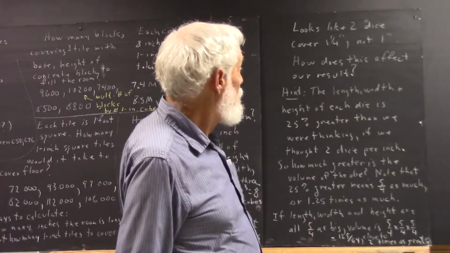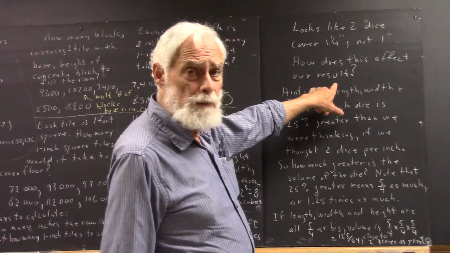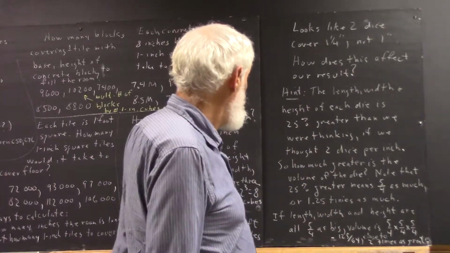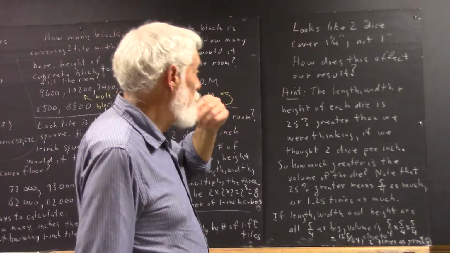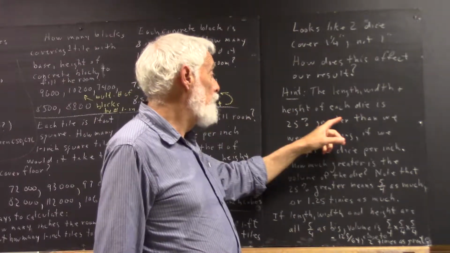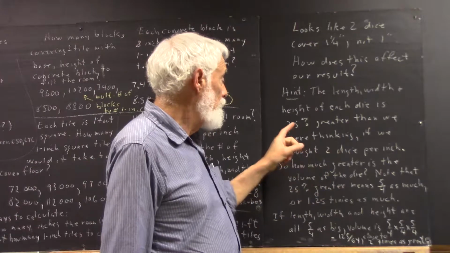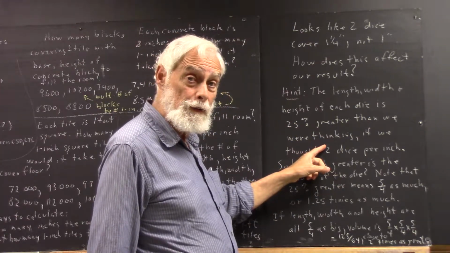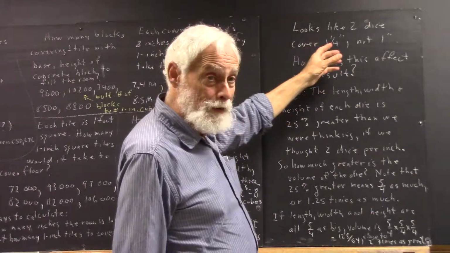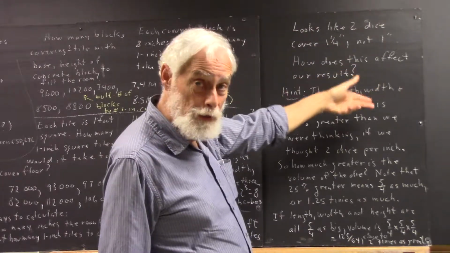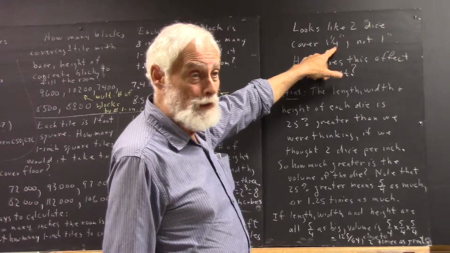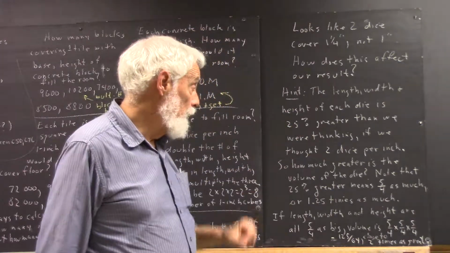So one way you could answer how this will affect the result is it's going to make the result less than it was. Okay? But we want to be more specific than that. You've got specific information here. Can we get a specific estimate? Well, the length, width, and height of each die is 25% greater than we were thinking, isn't it? Because 1 1/4 is 25% more than 1. A quarter of 1 is 25% of 1. So if we add a quarter to the 1 inch, we've increased it by 25%, haven't we? Make sure you understand that.